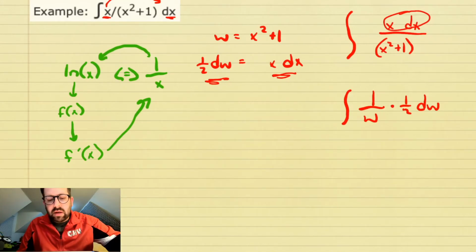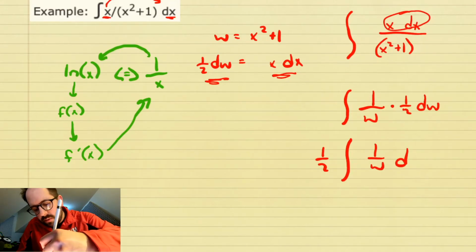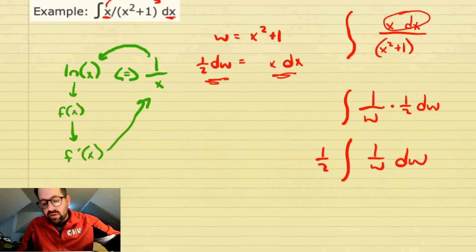That's the part that I substituted in. That was the x dx part. Now I'm going to move the 1/2 out front like I did earlier because it's a constant. I can get rid of it. Okay, so here's where we're at.